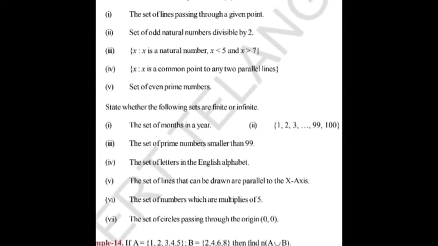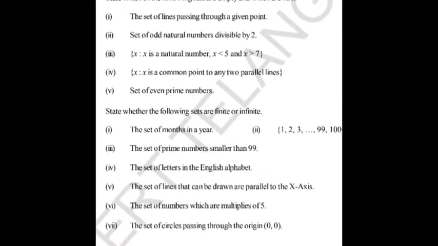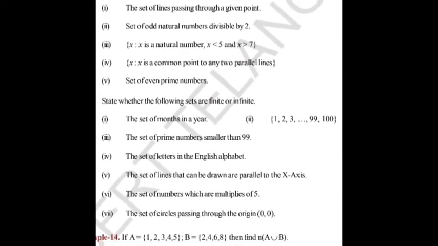The set of numbers which are multiples of 5: 5, 10, 15, 20, 25. We can write many more. So it is an infinite set. Last one, the set of circles passing through the origin. We can draw many circles passing through the origin. So it is an infinite set.